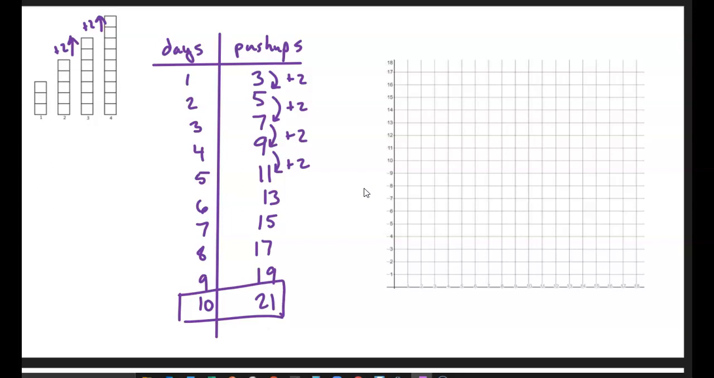Okay. Well, once we have a table, it's pretty easy to graph that, right? We just graph these points. This will be our x value. This will be our y. Remember, y to the sky, and then x is the other one. So we will graph these points, x1, y3, that'll be right here, x2, y5, x3, y7. We keep going up by 2 each time.